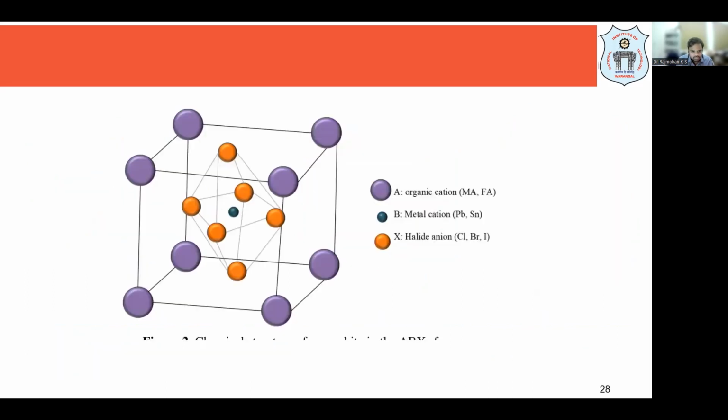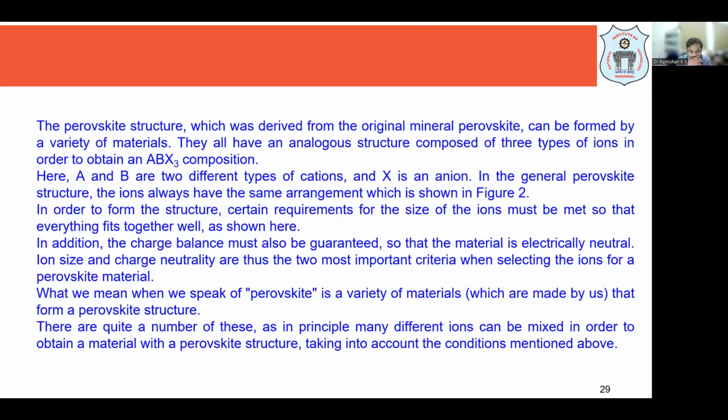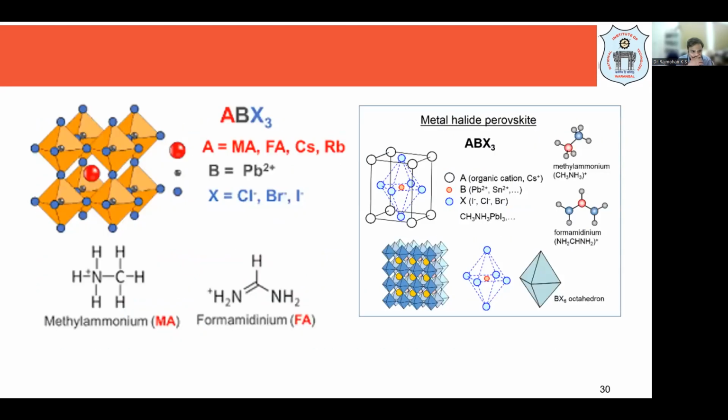Okay, so there are several examples for these anions and cations. The examples for A are MA, FA, Cs, Rb. MA is methylammonium, and FA is formamidinium. Other than that, you have Cs and Rb, which are also used as A material. For B you have lead as a primary example, and also tin, and X is chlorine, bromine or iodine. Okay, so these are some of the examples.